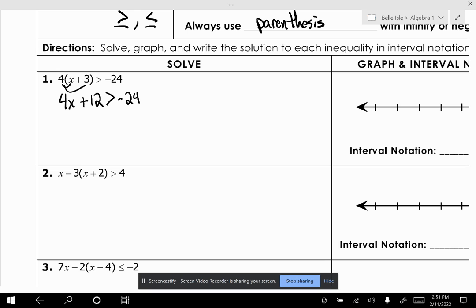Okay, what do we do next? Get rid of the 12 by moving it over. Okay, finish solving.